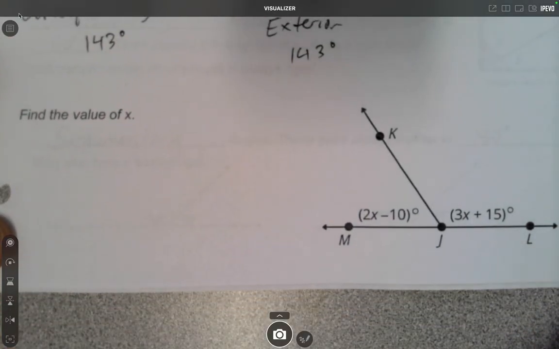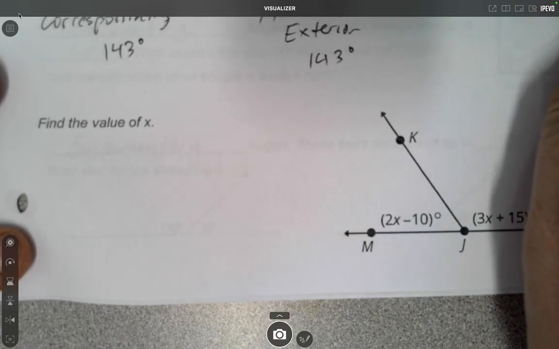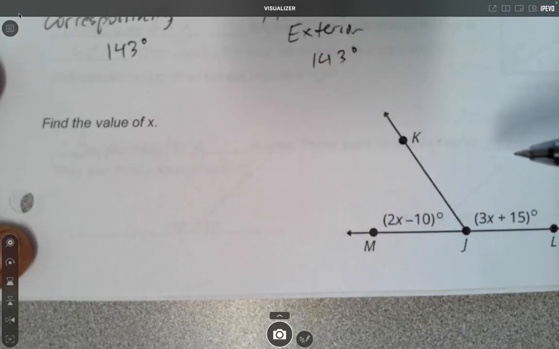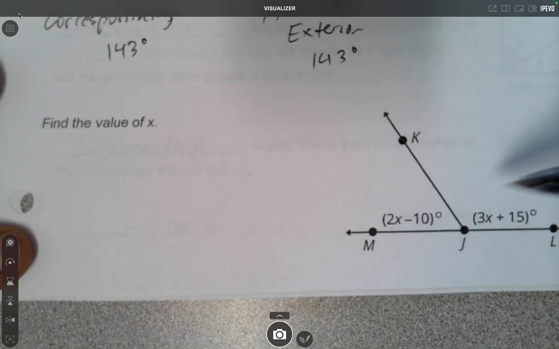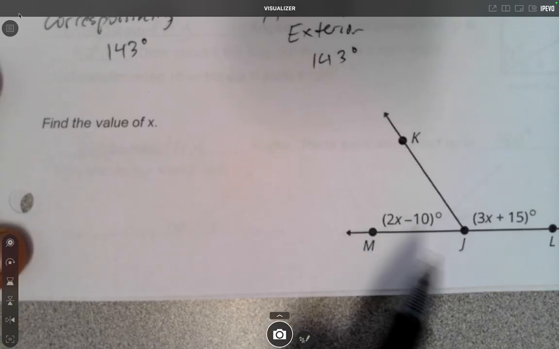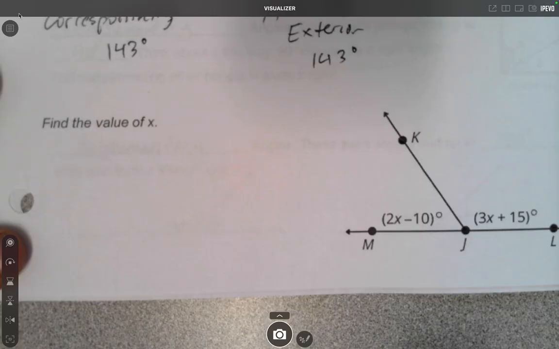Okay, we've come a long way. Let's look at this last one. Let me just read it and then I'll talk about problem solving for a second. This says find the value of x. So we have 2 angles. Both of them have variables in them. Both this angle, MJK, and this angle, KJL, have variables in them.